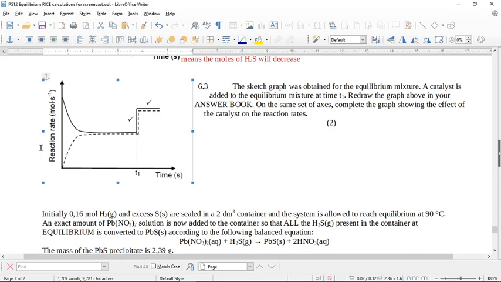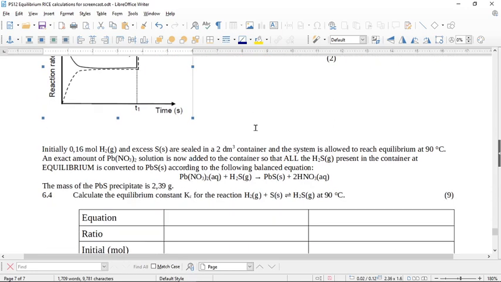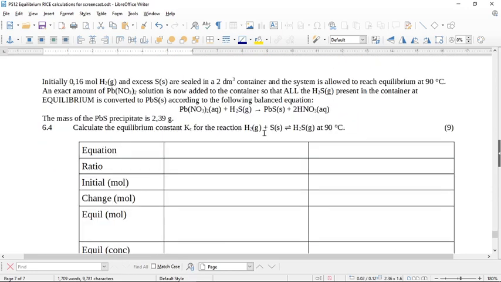Notice that this is not a concentration graph. The concentration graph would be different. That's why you have to always look at the reaction rate graphs and the concentration graphs separately. So this is the correct answer for that. Okay, now let's go to the calculation part.